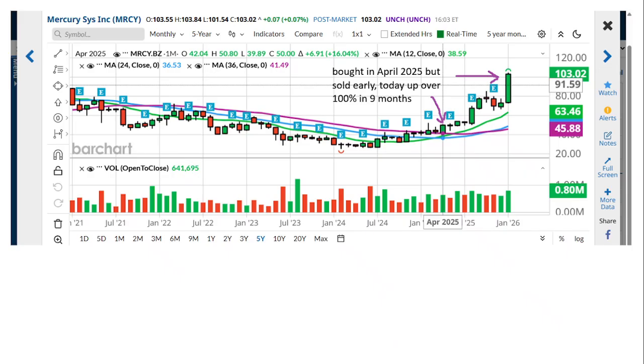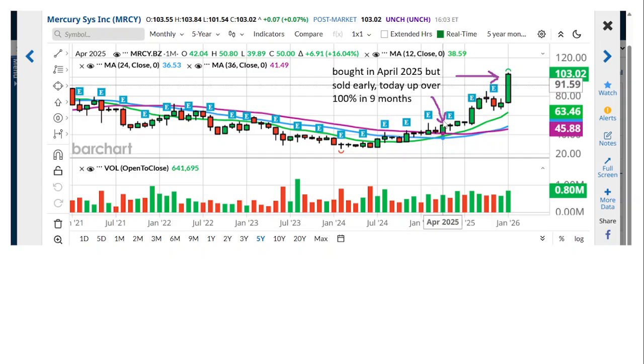We can look at some charts here and just get into, not so much valuations yet, but this is a company, Mercury Systems, symbol MRCY. This is a stock that I personally bought in April 2025, but then I sold it early within a month. Today it's up over 100% in about 9 months.